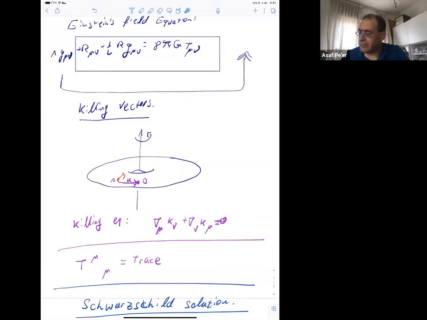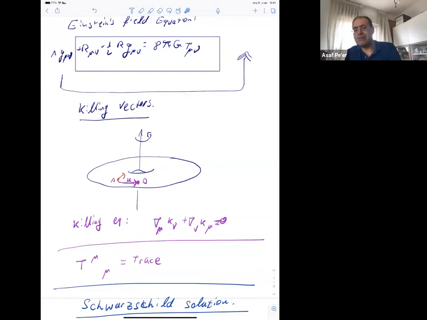The second type of solution of interest is to look for solutions about the entire universe. And for solutions about the entire universe, we cannot claim that the universe is empty. The universe contains material.